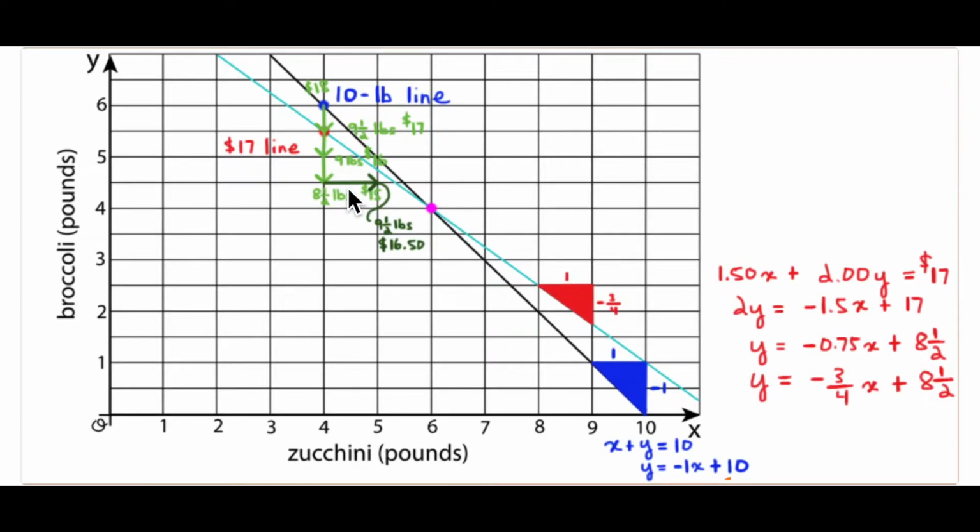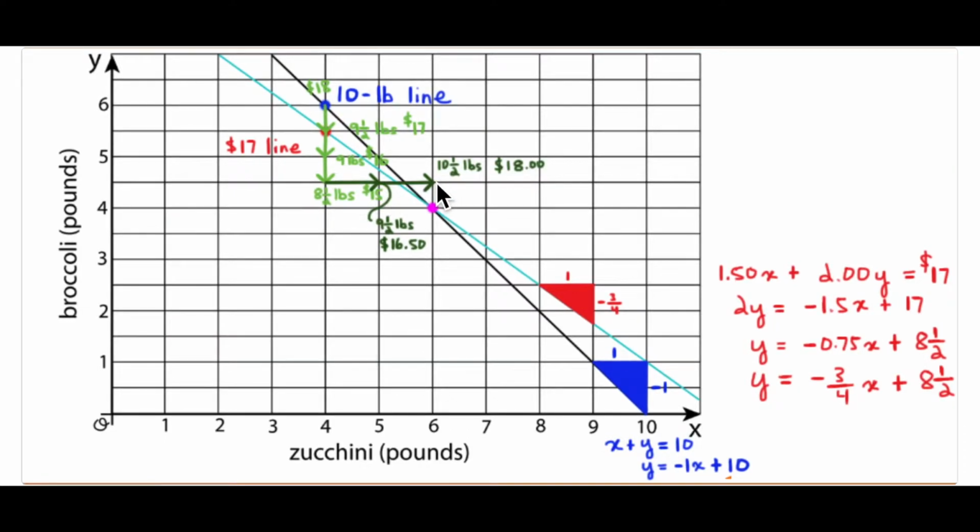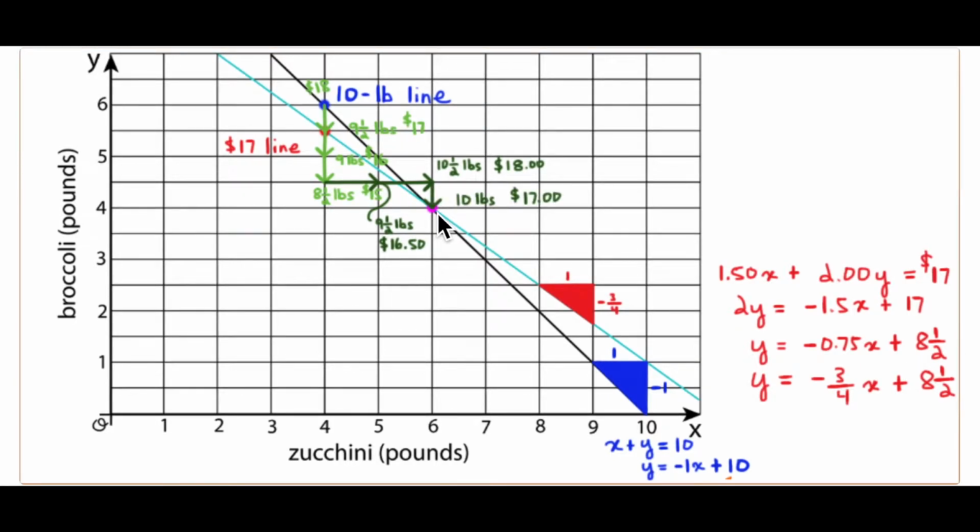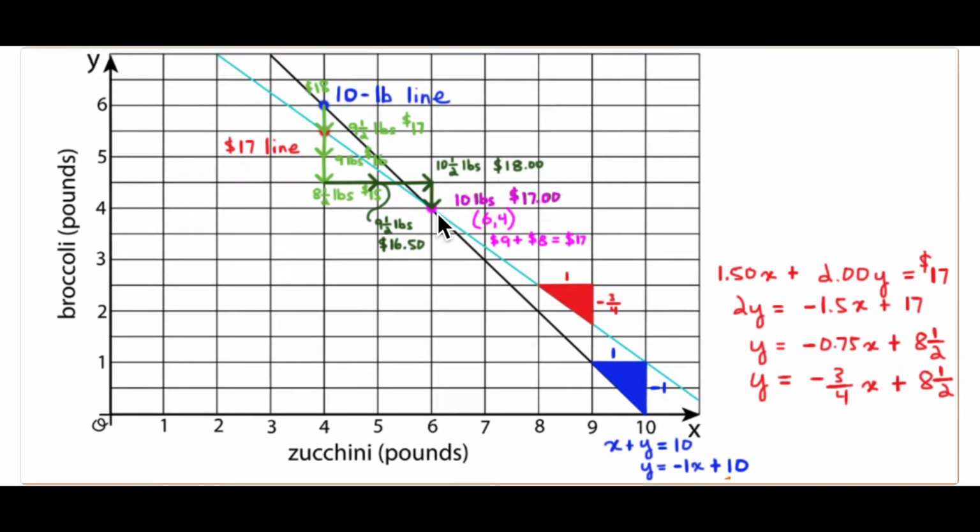And now I'm going to keep broccoli the same and add a pound of zucchini. So this is 4 pounds of zucchini, 5 pounds of zucchini, 6 pounds of zucchini, and I'm going to keep the zucchini the same and subtract a half a pound of broccoli. So this is going to end up at a total of 10 pounds, $17, and this is the answer to the problem. 6 pounds of broccoli, 4 pounds of zucchini. This is $9. This is $8, adds to $17. So let's zoom in on this and take a closer look.